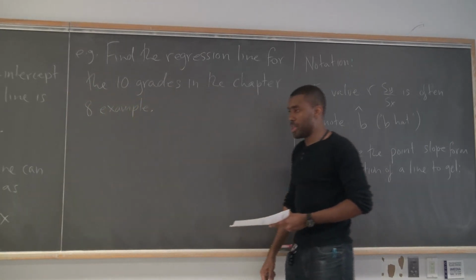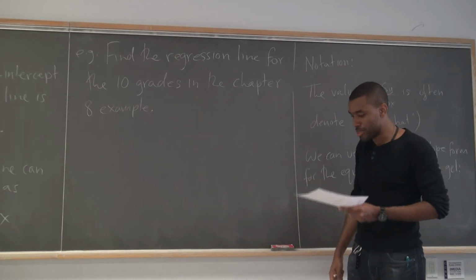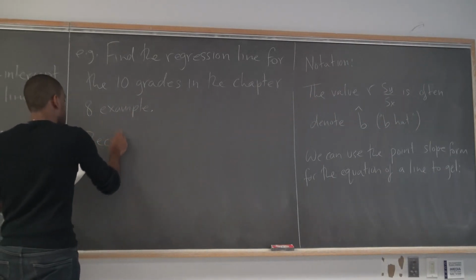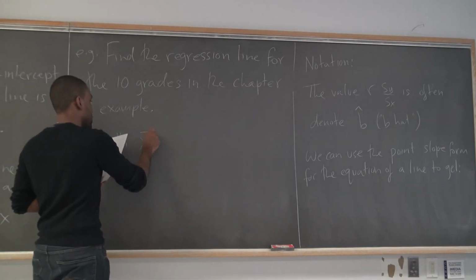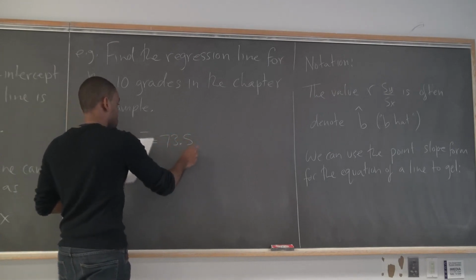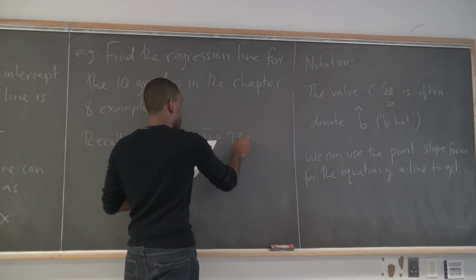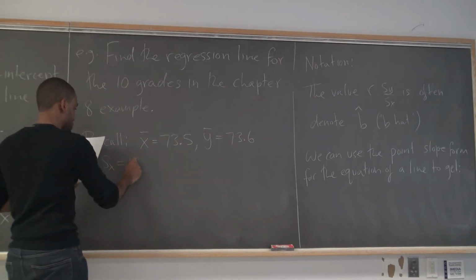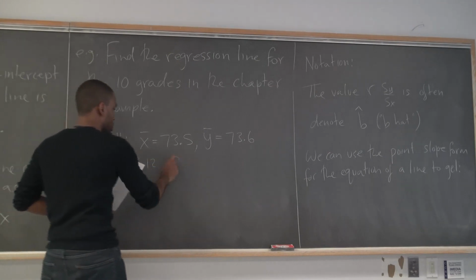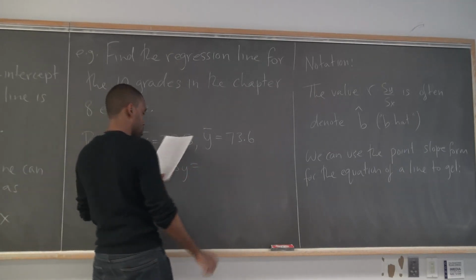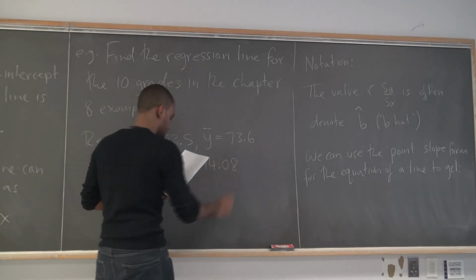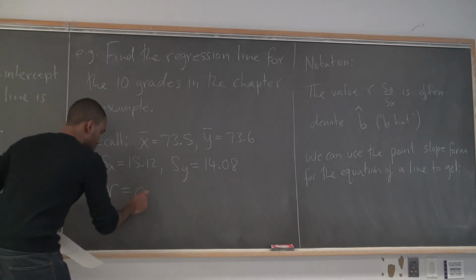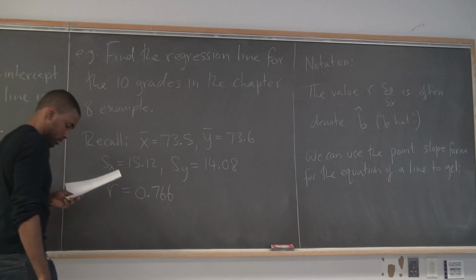So we're going back to that example I gave you in chapter 8. Before spring break, seems like forever ago, but I can just remind you of the particulars. We computed these. We had that x bar was 73.5, y bar was 73.6. We also computed the standard deviation for x, which is 15.12. We also computed the standard deviation for y, which was 14.08. And we also computed the R value, which is 0.766.